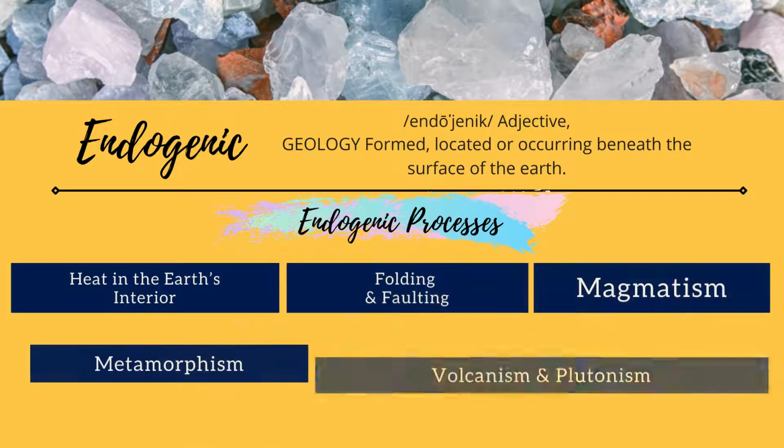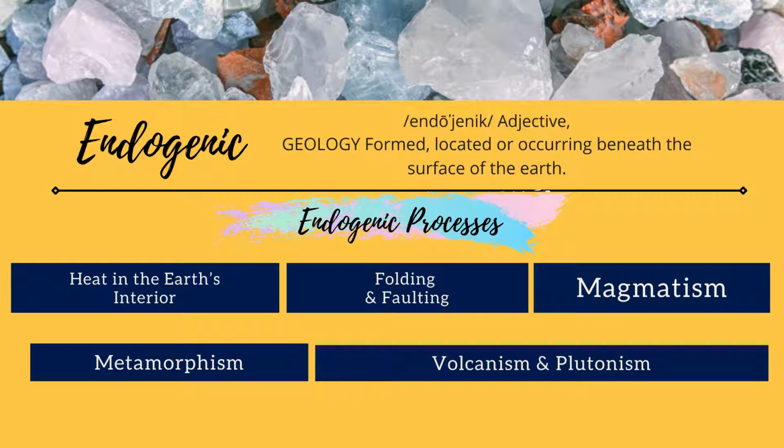To begin, let us talk about endogenic. When we say endogenic, that is geology formed, located, or occurring beneath the surface of the earth. Therefore, it does not occur on the surface of the earth, but beneath the surface of the earth. We can divide the endogenic processes into five major things. First are the heat in the earth's interior, the folding and faulting, magmatism, metamorphism, and volcanism and plutonism.